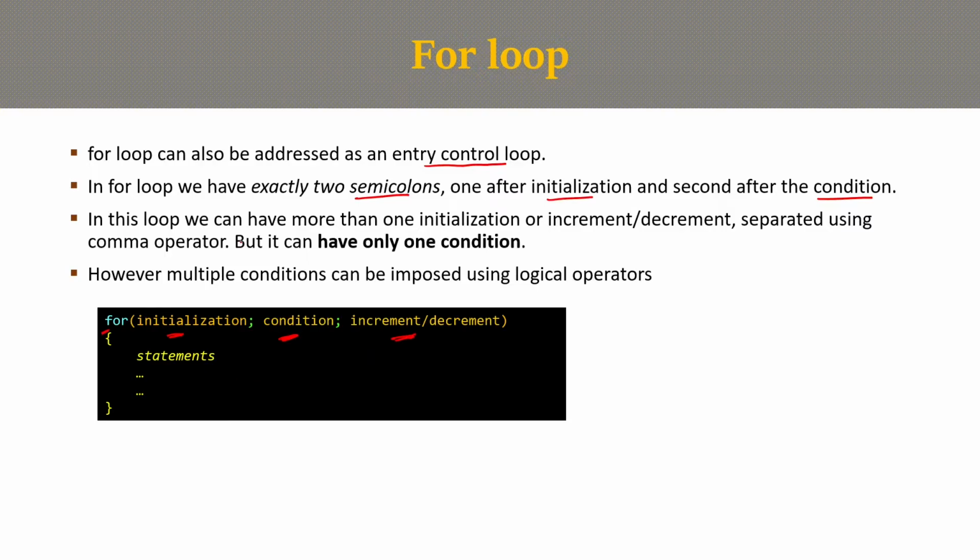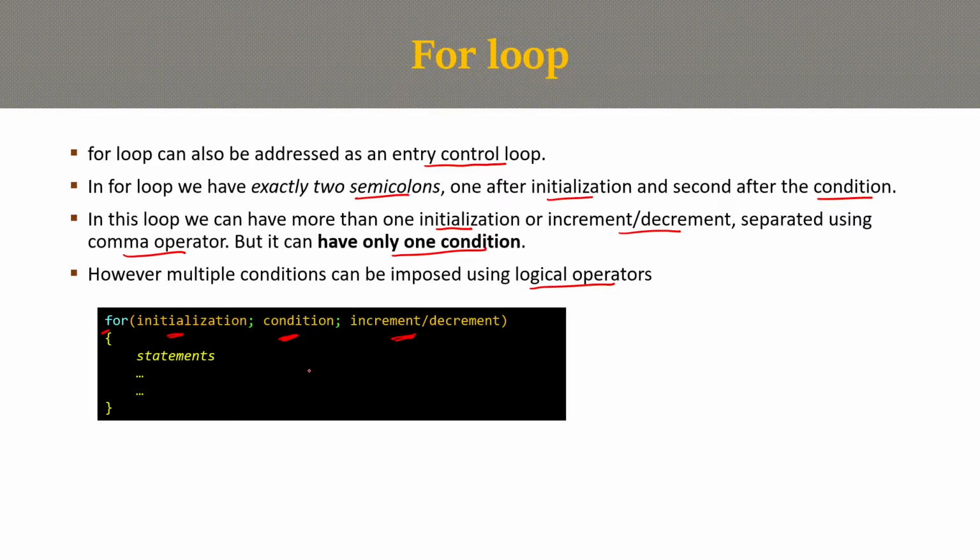Okay, so in this loop we can have more than one initialization or increment decrement separated using the comma operator. So here you can initialize more than one variable using a comma operator, right? For decrement, increment, and for initialization. But we can only have one condition. If you want to impose multiple conditions, you cannot do it using a comma, but we can do it using logical operators. So if you want to impose multiple conditions, then you can use logical operators for that matter as well. Now, how is this happening?